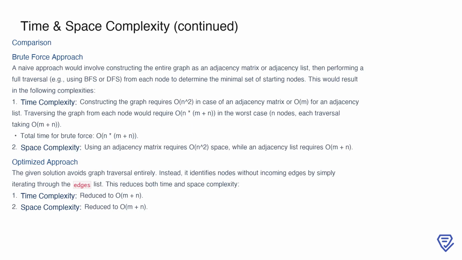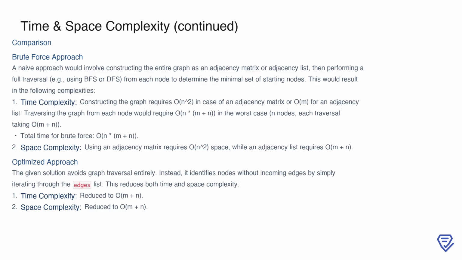When comparing this optimized approach to a brute force method, the differences in efficiency become clear. A naive solution might involve constructing the entire graph, either as an adjacency matrix or as an adjacency list, and then performing a full traversal, such as a breadth-first or depth-first search, starting from each node to determine the minimal set of starting nodes.